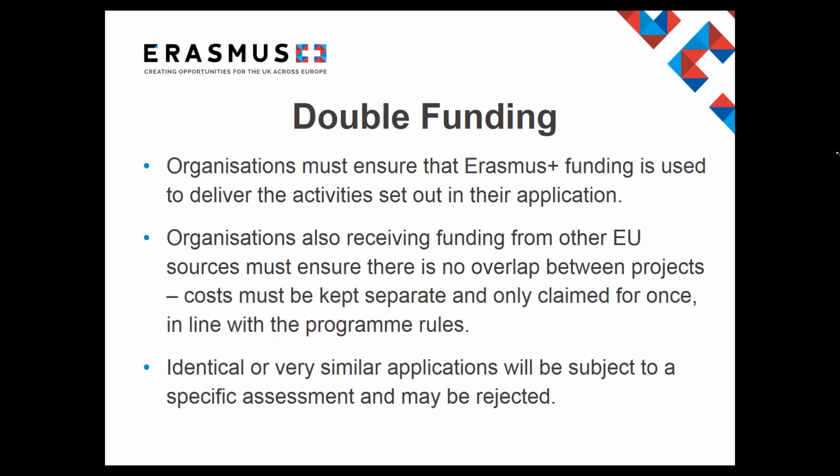Organizations must ensure that Erasmus Plus funding is used to deliver the activities that are set out in their application. If you or any of your partners are receiving other funding from other sources to deliver the same or similar activities, including from other EU funding programs, you must disclose this in the relevant section of the application form and ensure that there is no overlap or risk of double funding. Each project is only entitled to receive one grant.